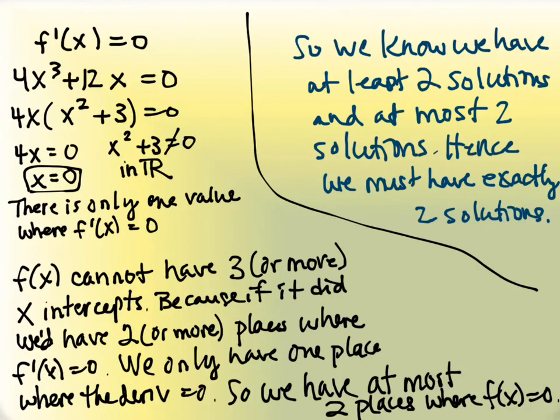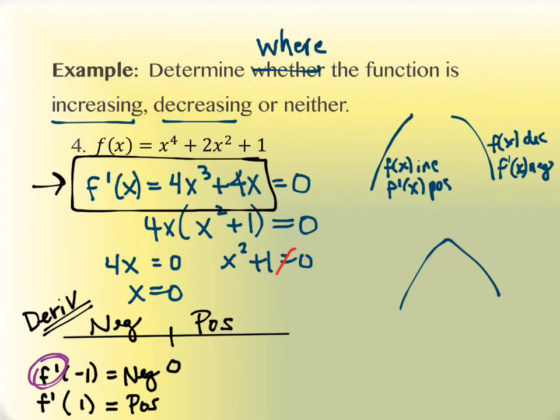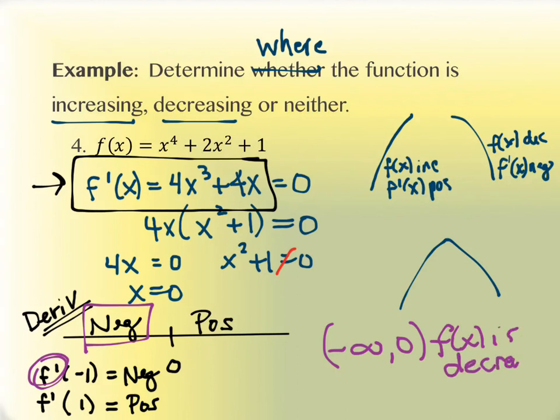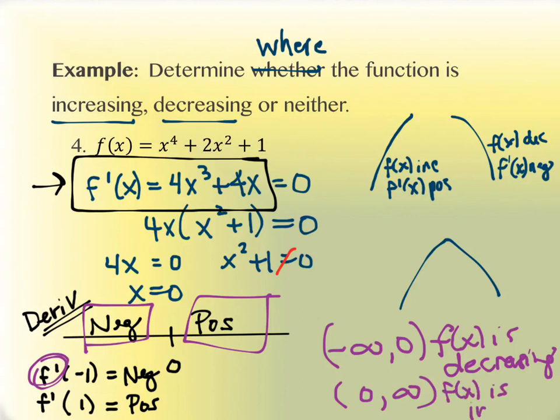But taking a look back at our picture, over here, this said it was negative. So what does that mean is happening? Yeah, it means the original graph right here. So from negative infinity to 0, the derivative was negative, which means f of x is decreasing. And from 0 to infinity, that is over here, the derivative was positive, which means f of x is increasing.